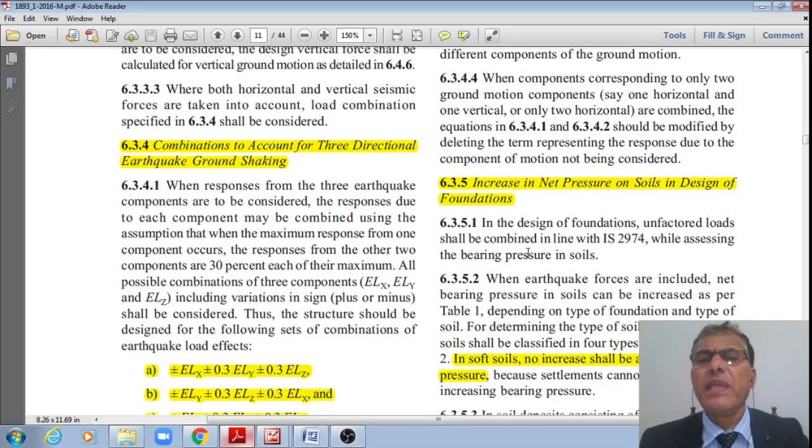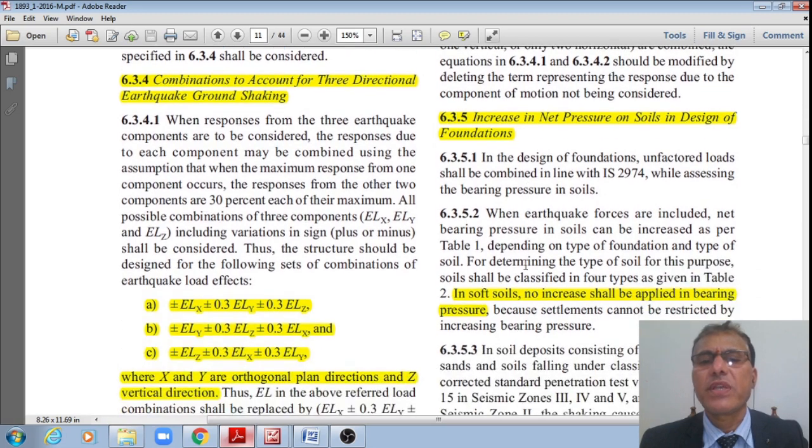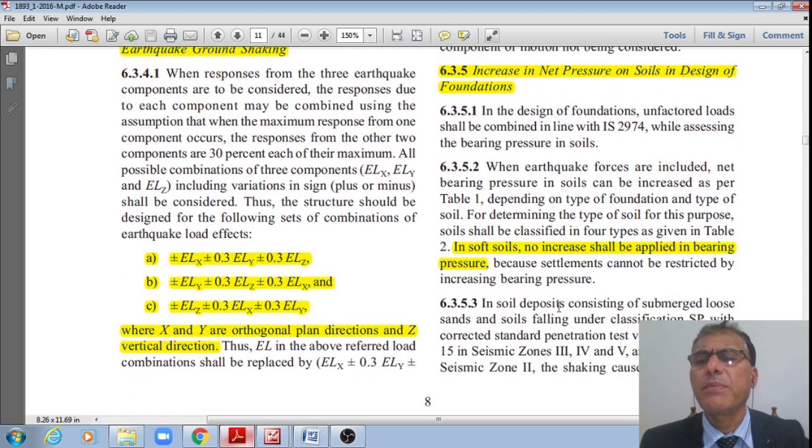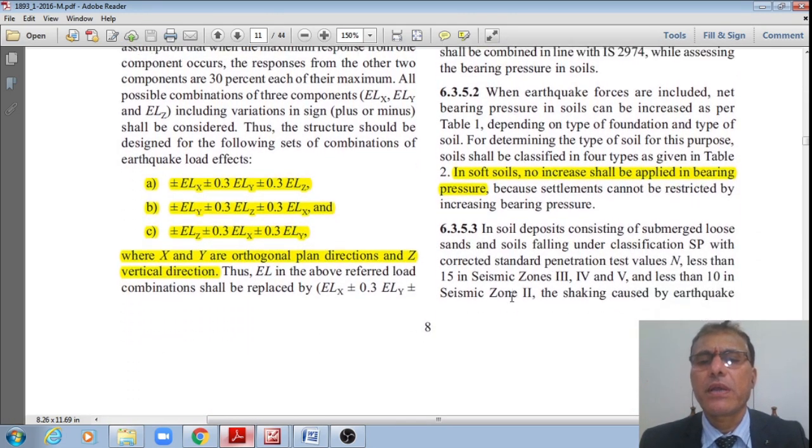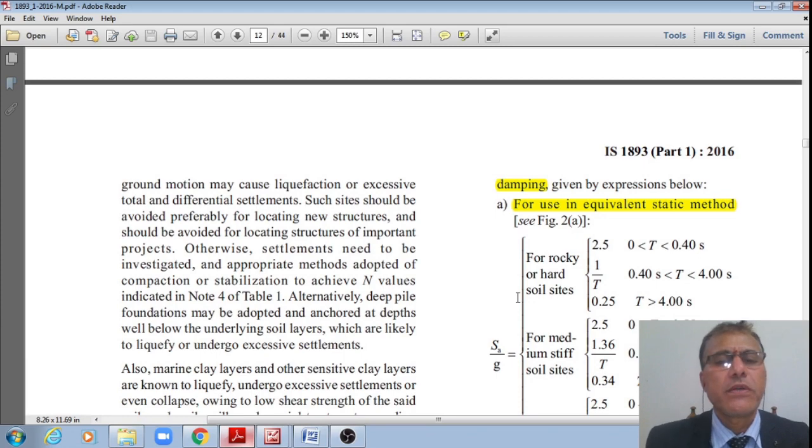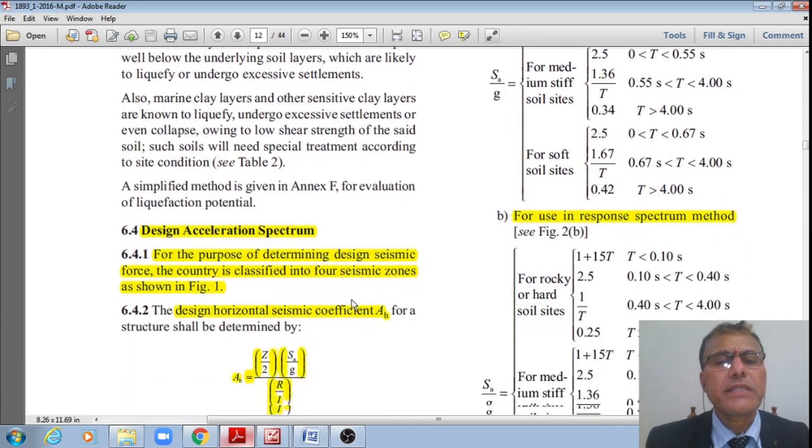Now next one is increase in net pressure on soils in design of foundations. In soft soils, no increase shall be applied in bearing pressure. Now the code says that you should not increase. Now next one is that of the design acceleration spectrum.